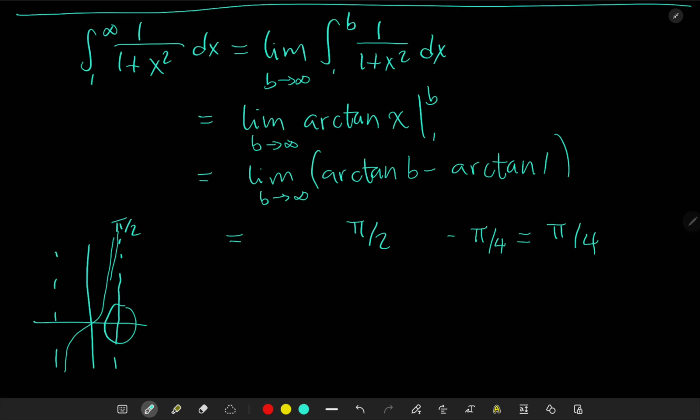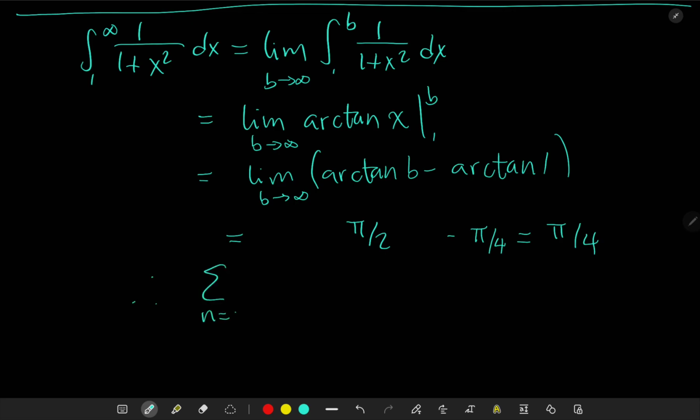So the value that we get matters not. What matters is that the integral doesn't diverge. Therefore, we don't know to what value, remember, but we do know that it converges. So the sum from n equals 1 to infinity of 1 over 1 plus n squared converges.